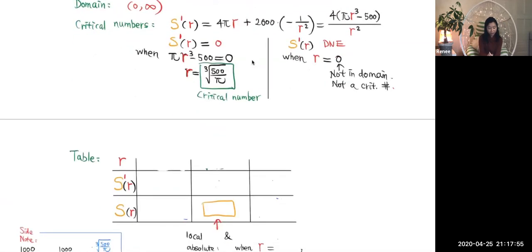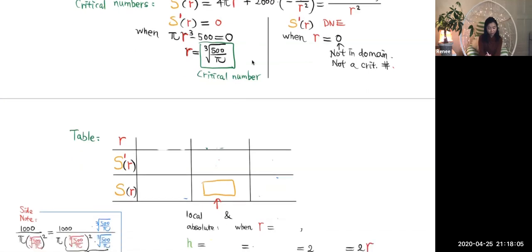Now we're going to make a table. In the table, we will have 3 rows: the radius, the first derivative, and the function itself. We use this critical number to divide the whole domain. So we put the critical number in, and the domain is from 0 to infinity, so this will be 0 to this number, and then after that from this number to infinity.